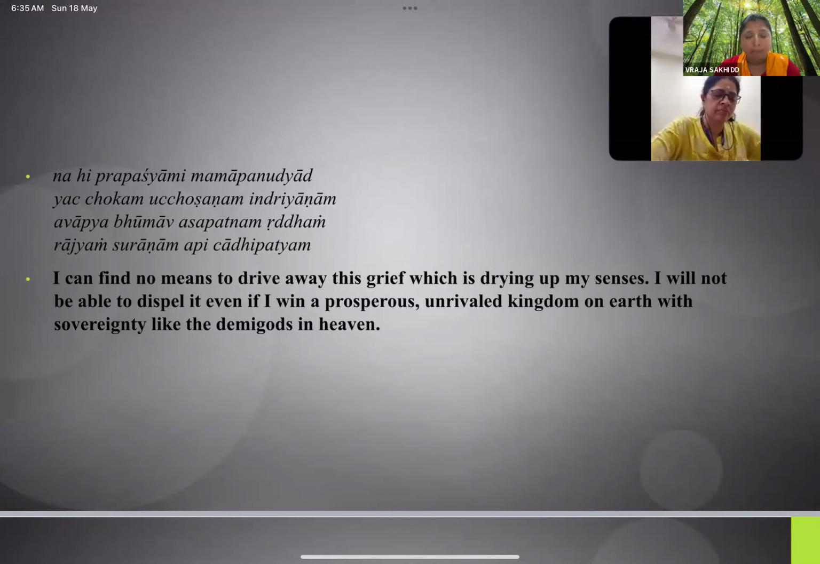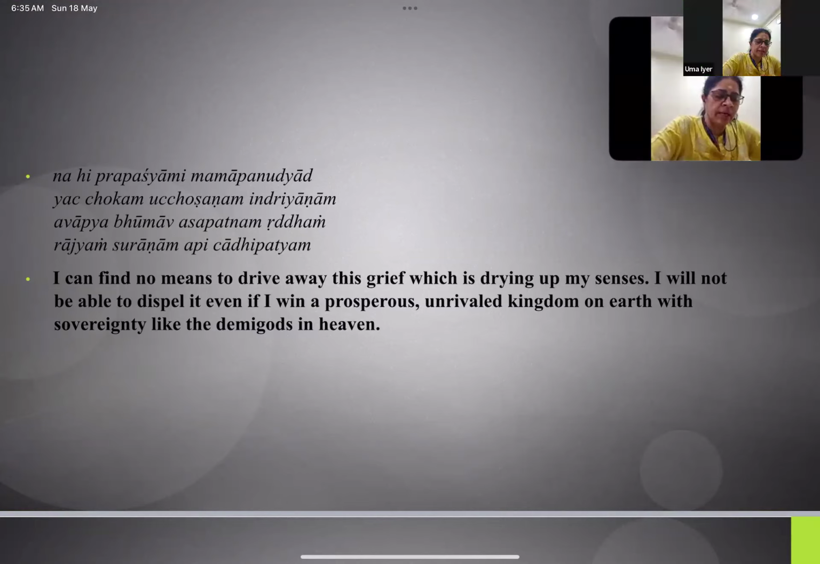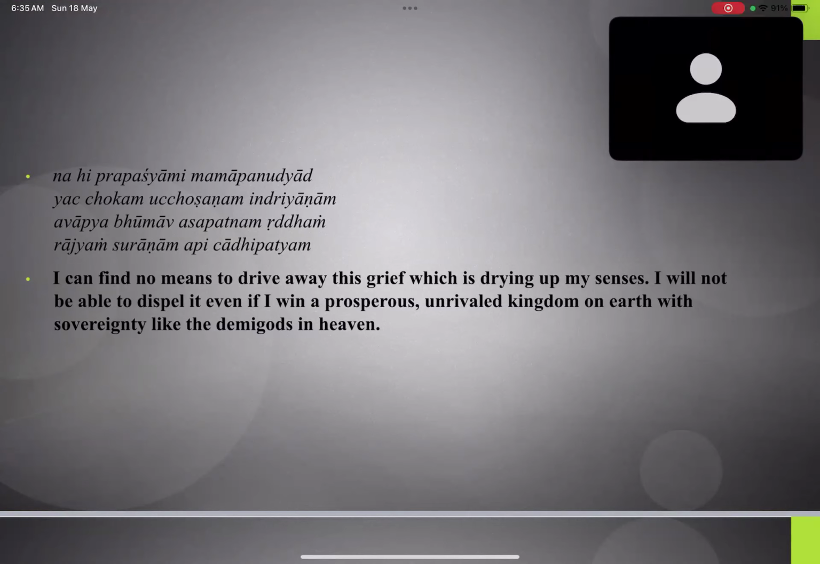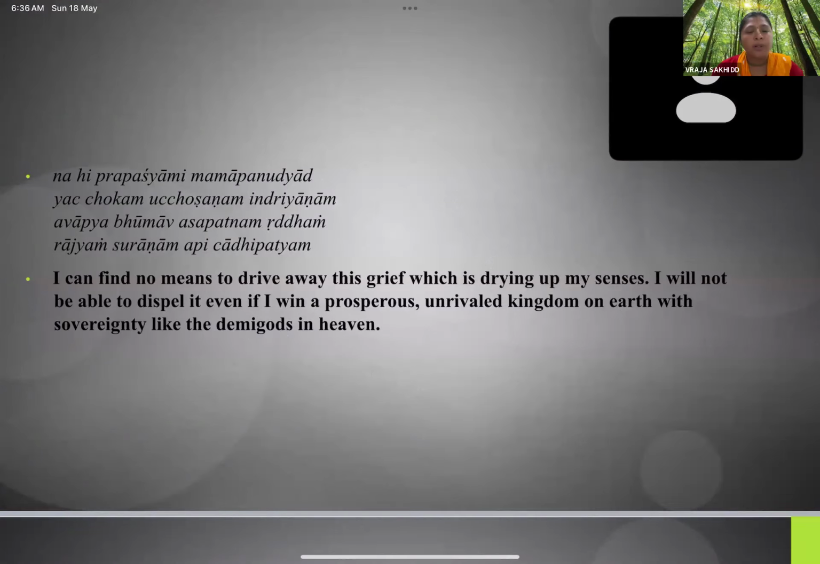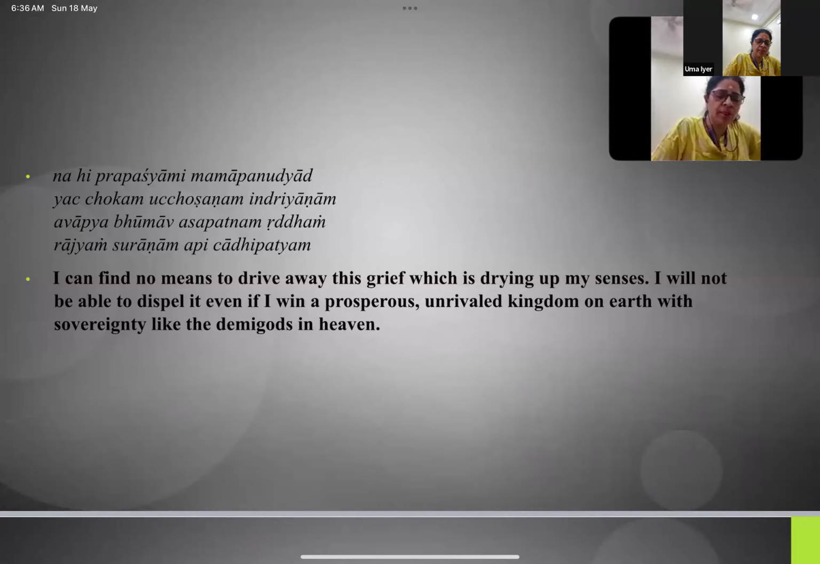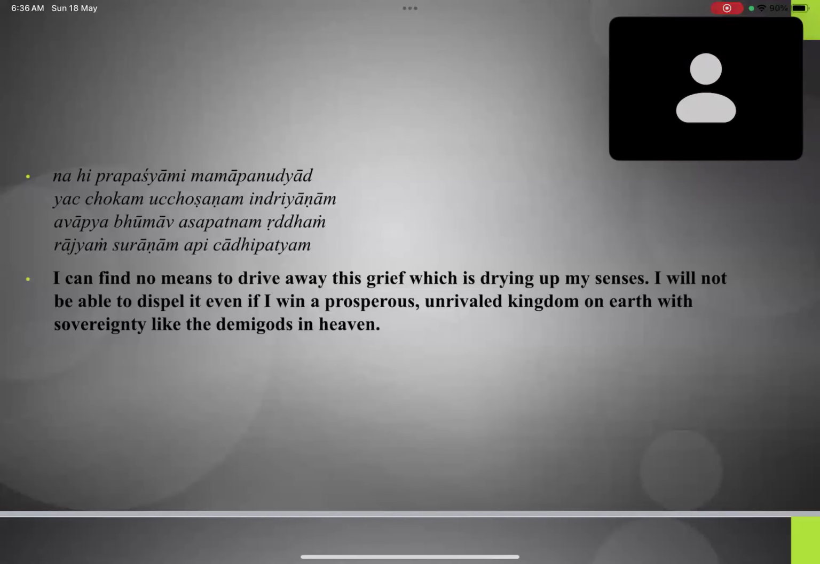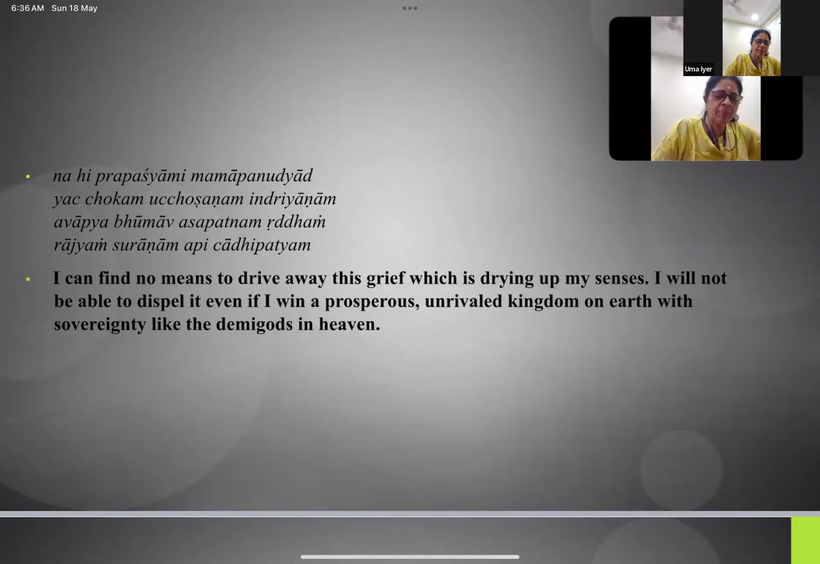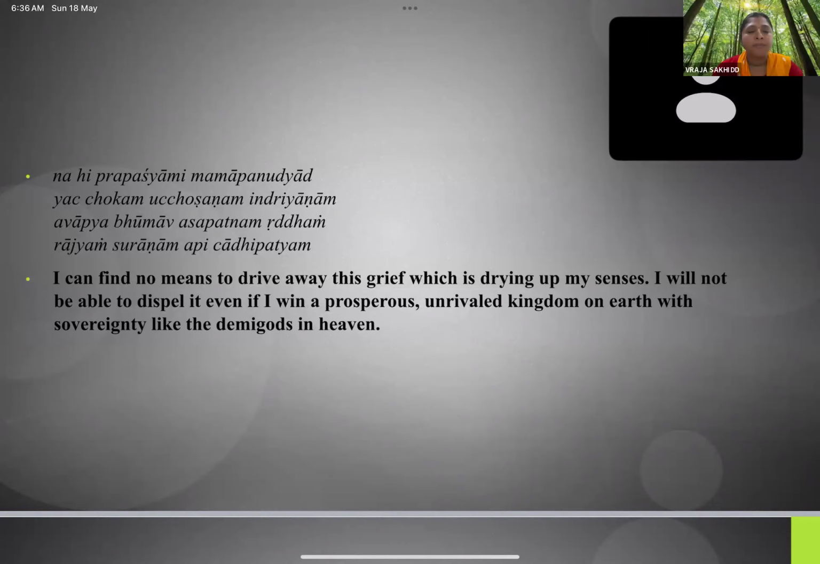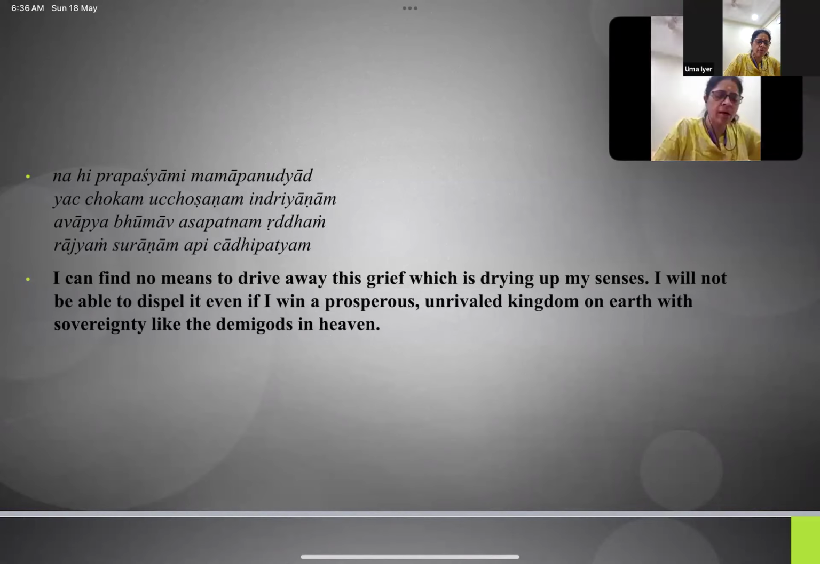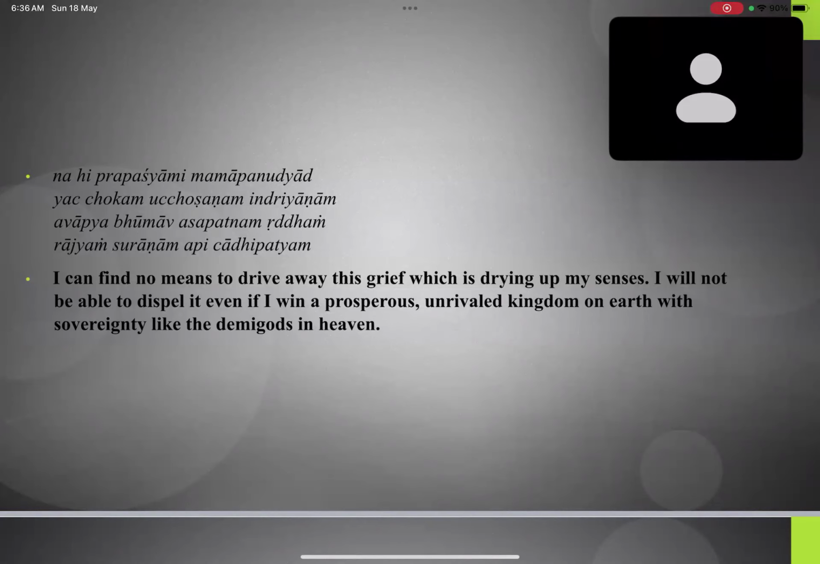Nahi prapashyami mamapanudyat, yach chokam uchchoshanam indriyanam. Avapya bhumav asapatnam riddham, rajyam suranam api chadhipatyam. Can I split the sloka even smaller? I think the pronunciation is a little difficult, right? So we'll do half lines.